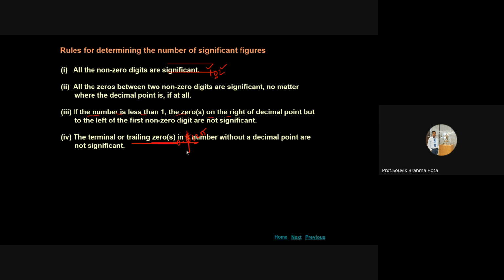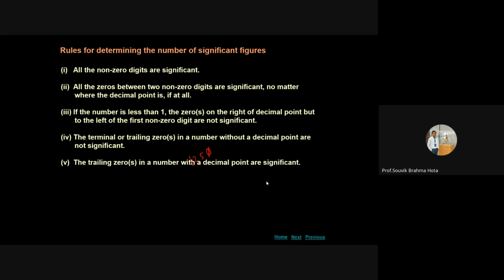Next, this one. The terminal or trailing zeros in a number without a decimal point are not significant. You don't have a decimal point. Suppose you have 1250. The trailing or terminal 0 in a number without a decimal point has no meaning, not significant.